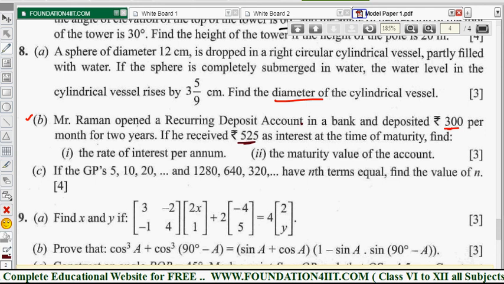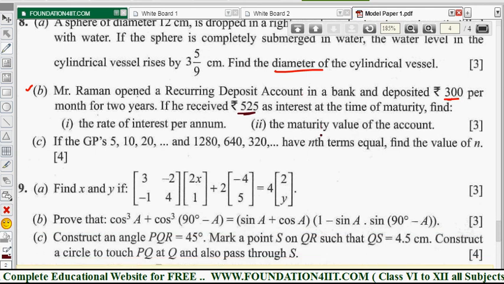And the next one is geometric progression. If the GPs 5, 10, 20 and 1280, 640, 320 have nth terms equal, find the value of n. So in both, the nth term is the same. Then let us take the given data and find out.